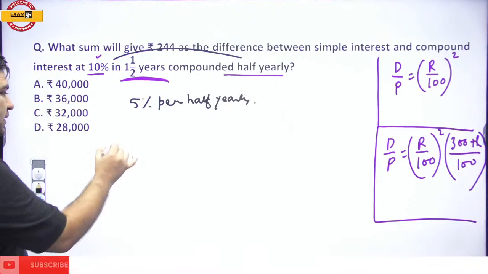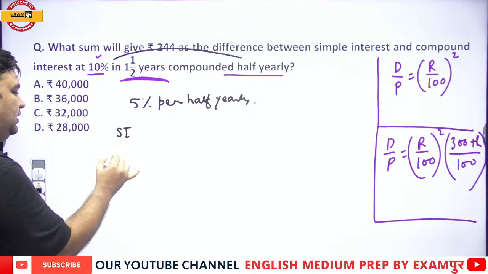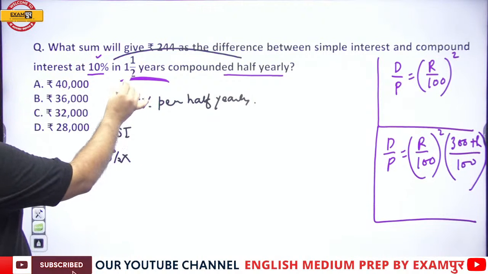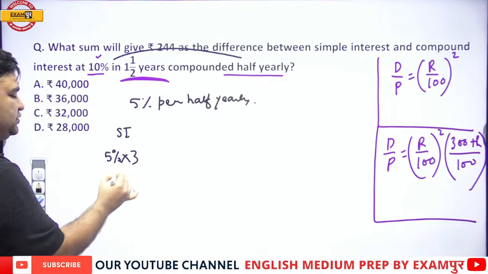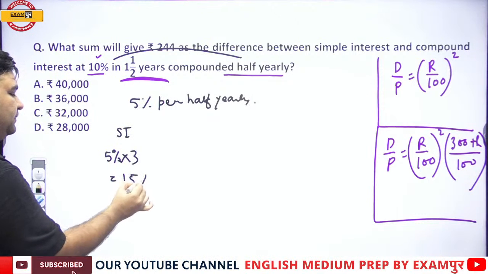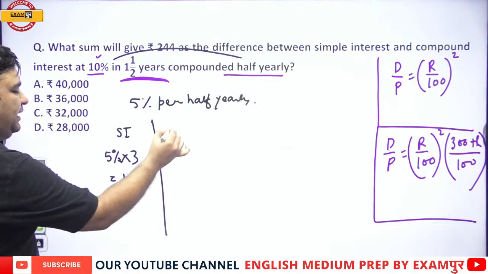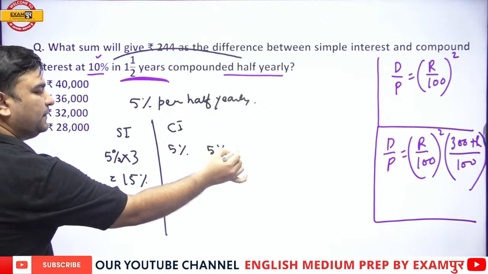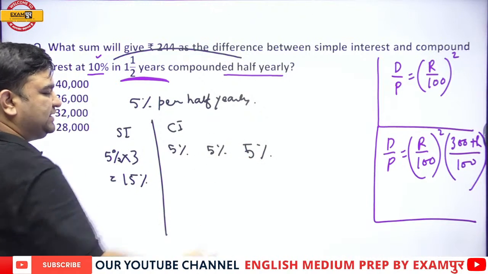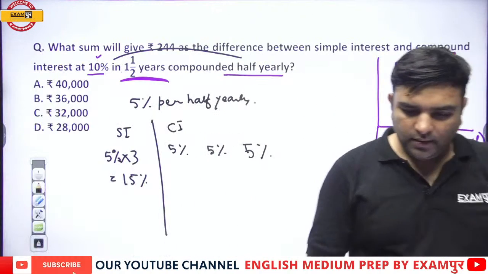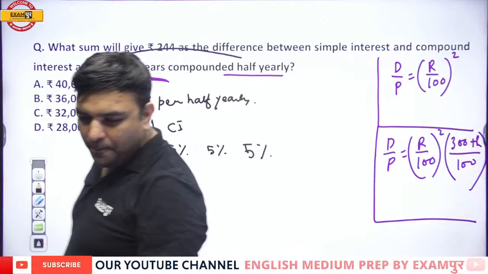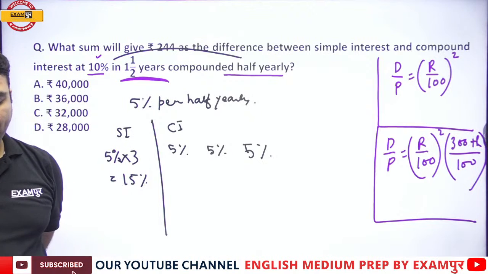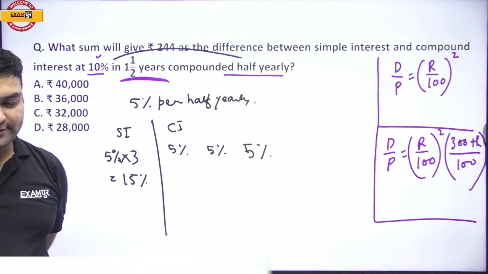In case of SI, it is 5% per half yearly. And how many half yearlies are there in 1.5 years? It's 3 half yearly, so 15% interest. And in case of CI, it is 5% 3 times. How many of you remember what is the effective of 5, 5 and 5? It's 15.76%.